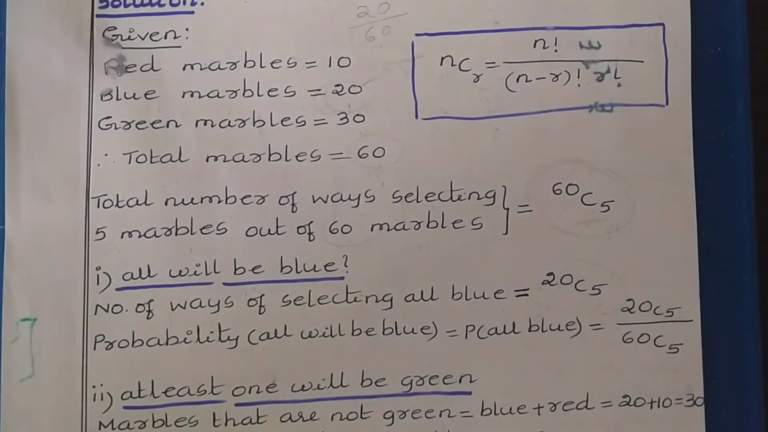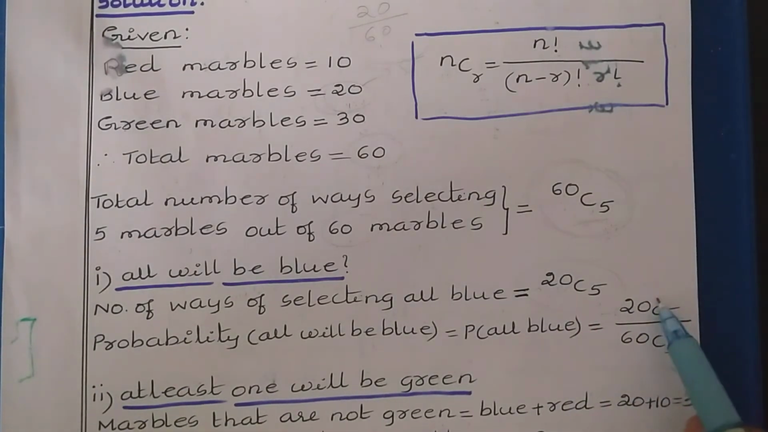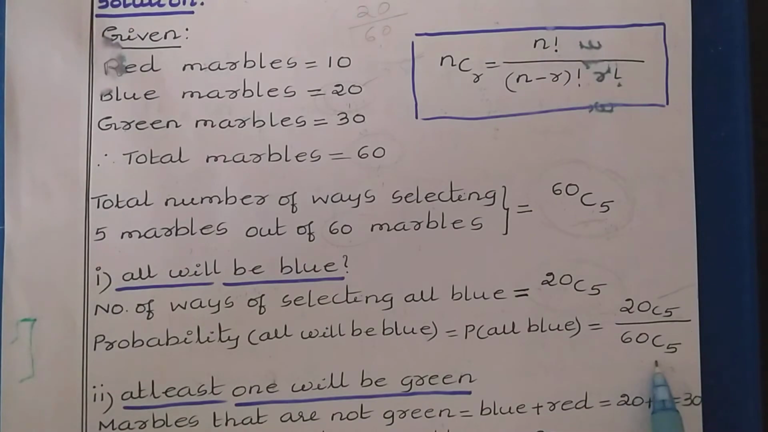Next here, let us find the probability. Probability of all the marbles will be blue is equal to number of favorable outcomes, that is 20C5 divided by total number of outcomes 60C5. Now this forms the answer for the first sub question. Here no need to expand this part because this is a lengthy expansion. So directly you can write this as the answer.